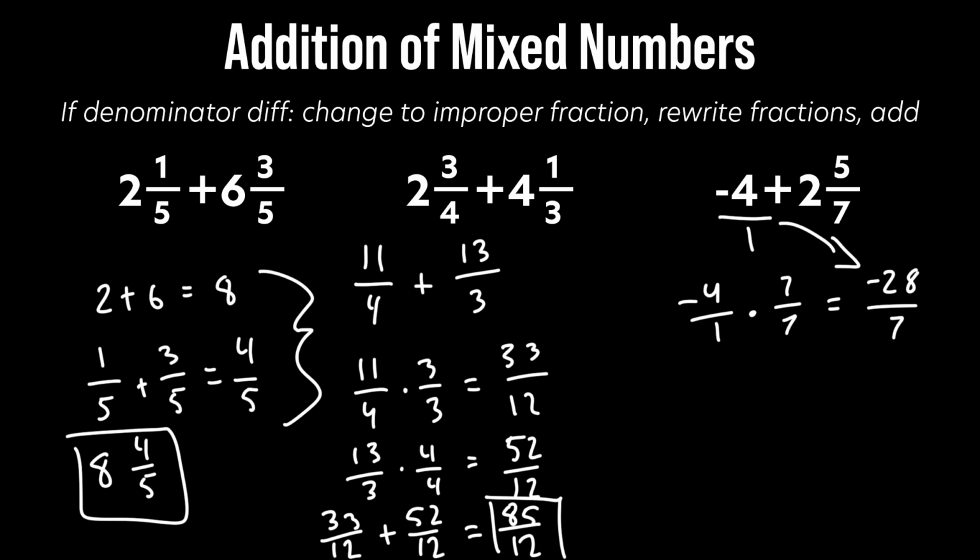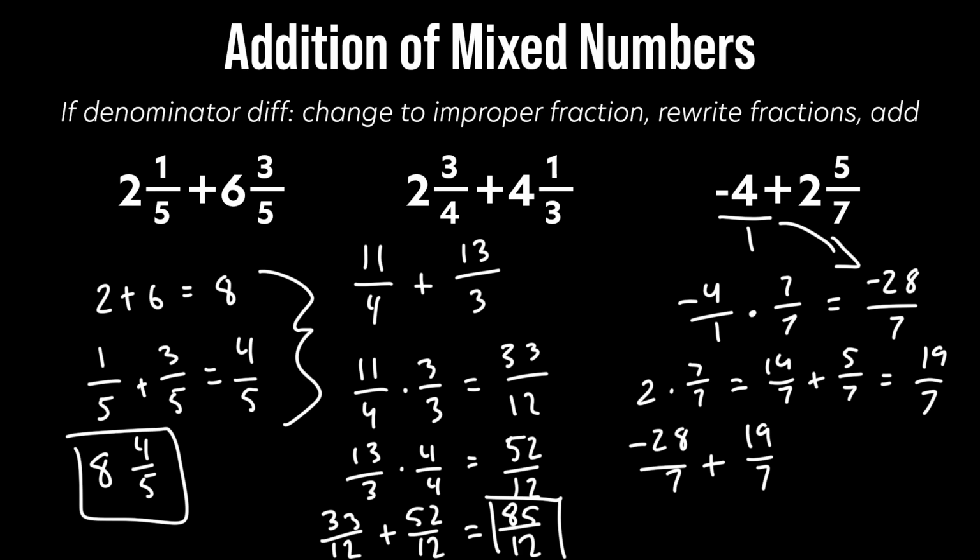Now we need to rewrite 2 and 5/7 as an improper fraction. If we take 2 and multiply it by 7/7, we're going to get 14/7. And now we add the 5/7, and we get 19/7. So now we have -28/7, and we add 19/7. And we're going to get -9/7. And so this is our answer.